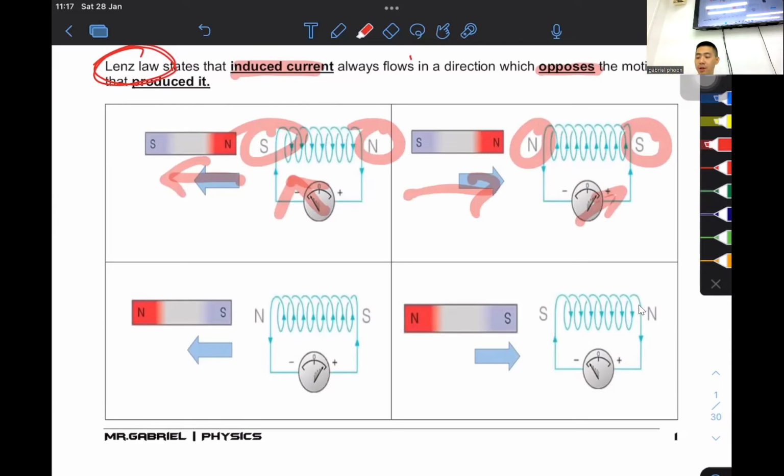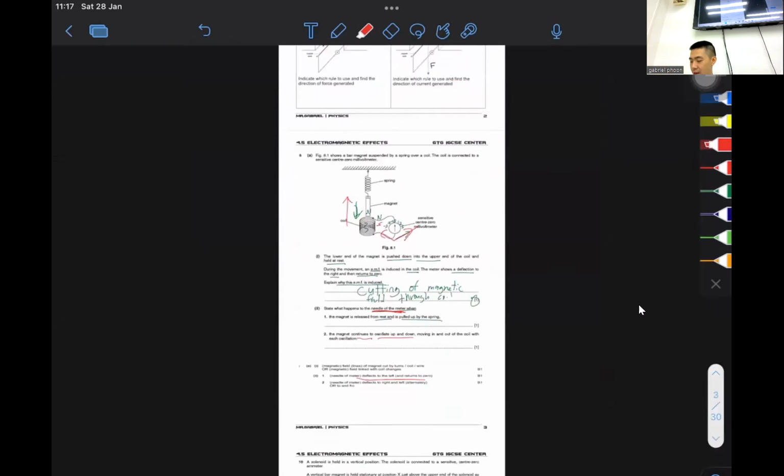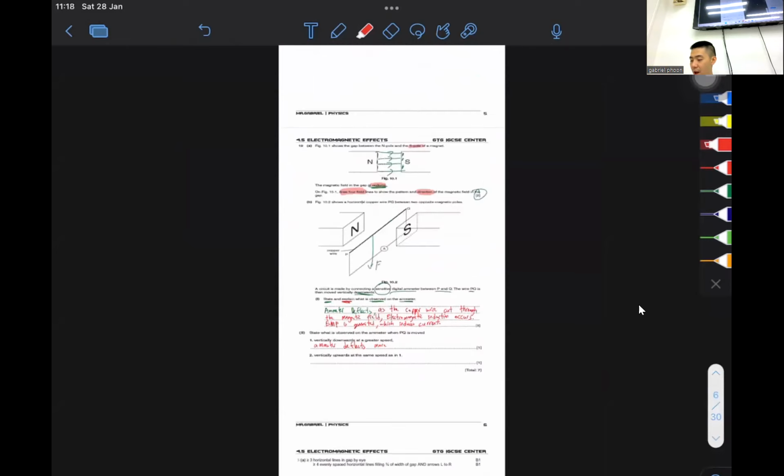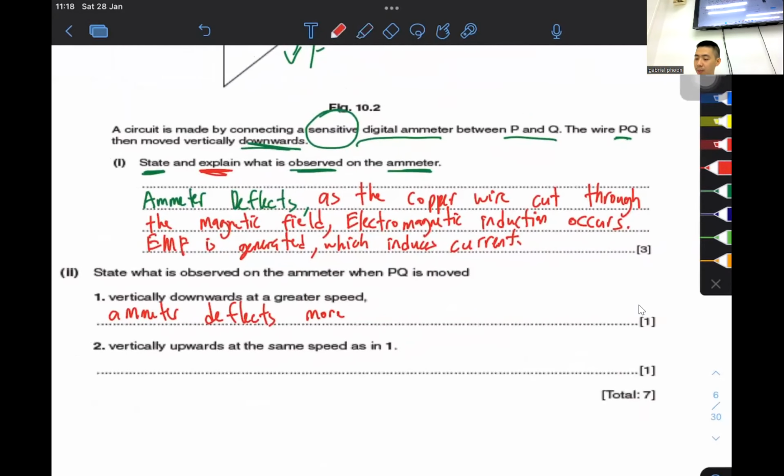So this question here is actually testing your understanding of this part. You're supposed to state that if the wire is cutting downwards, the ammeter will deflect in one direction. But if the wire is cutting upwards instead, the ammeter will deflect in the opposite direction. You understand what I'm talking about, boys and girls? That is your answer here. The ammeter will deflect in the opposite direction.